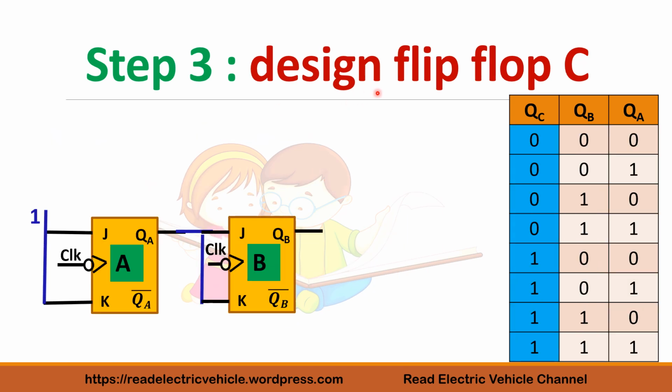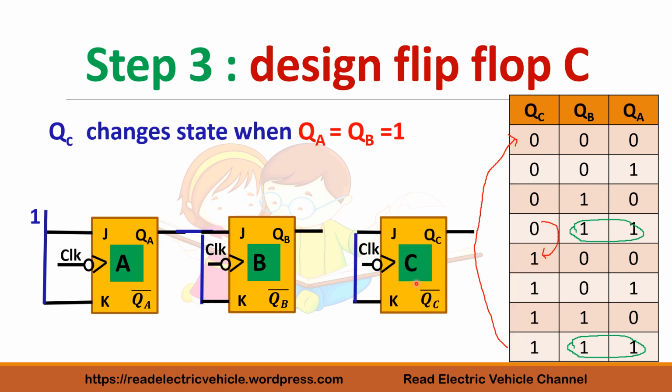Next, we will design the flip-flop C. Here we have 4 zeros and 4 ones. So we have to find a relation between the other flip-flops and the third flip-flop. So when both QA and QB are 1, this third flip-flop, the C flip-flop, changes its state. You again see here when it is 1, 1, it changes from 1 to 0. So now we got a relation between 3 flip-flops.